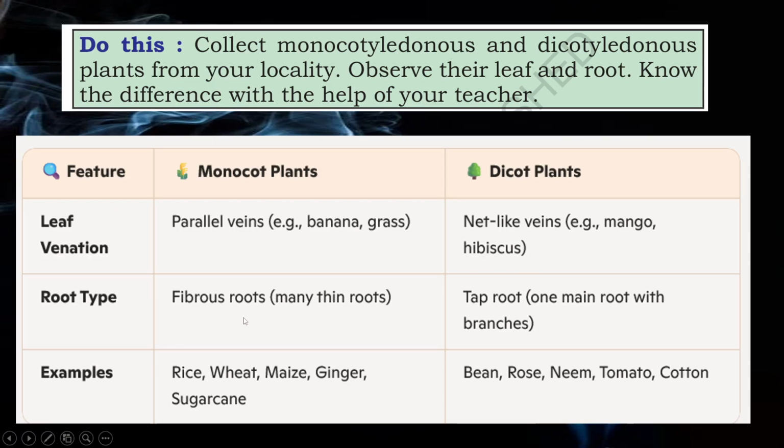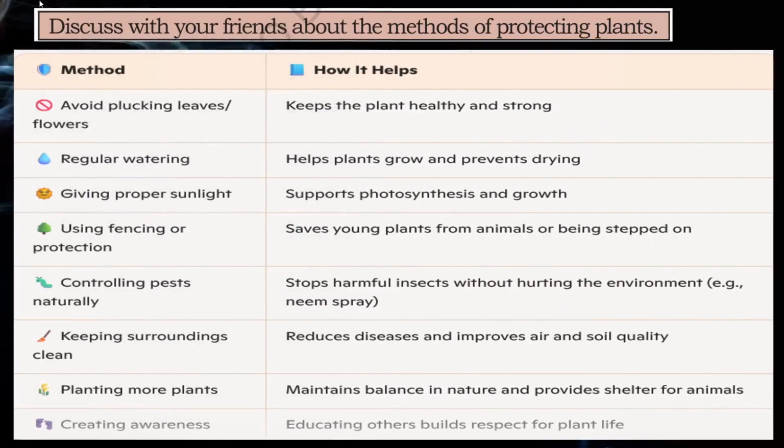Root type: fibrous roots, many thin roots. Tap root, one main root with branches. Examples are rice, wheat, maize, ginger, sugarcane. Bean, rose, neem, tomato, cotton.